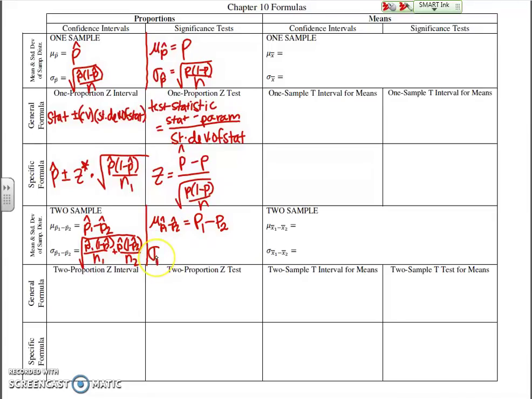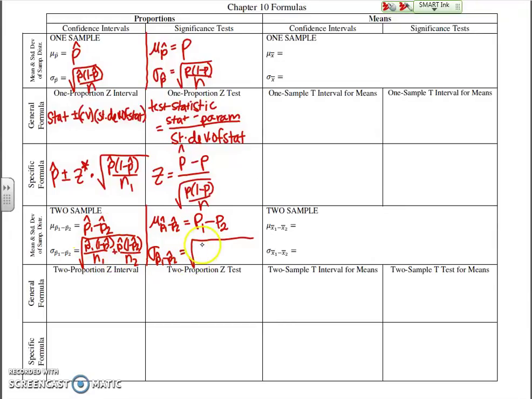But in the standard deviation of p-hat 1 minus p-hat 2, I talked about this Wednesday of last week. The idea that in a two-sample test, the null hypothesis is that we're claiming that there's no difference between these. So in the sampling, the standard deviation, we need to assume there's no difference. So we can't use this formula.